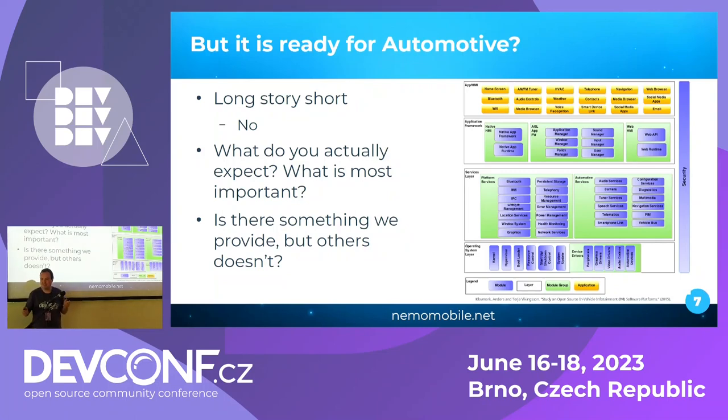I have found a paper from Klomark, Anders, and Vikingson, and they have this picture of the architecture. If you look carefully, I know the letters are small, you can see home screen. We have a home screen, so one point for us. Bluetooth, Wi-Fi: we can connect to Bluetooth, we can connect to Wi-Fi. Wow, we have so much. AM, FM tuner, okay, we don't have that.